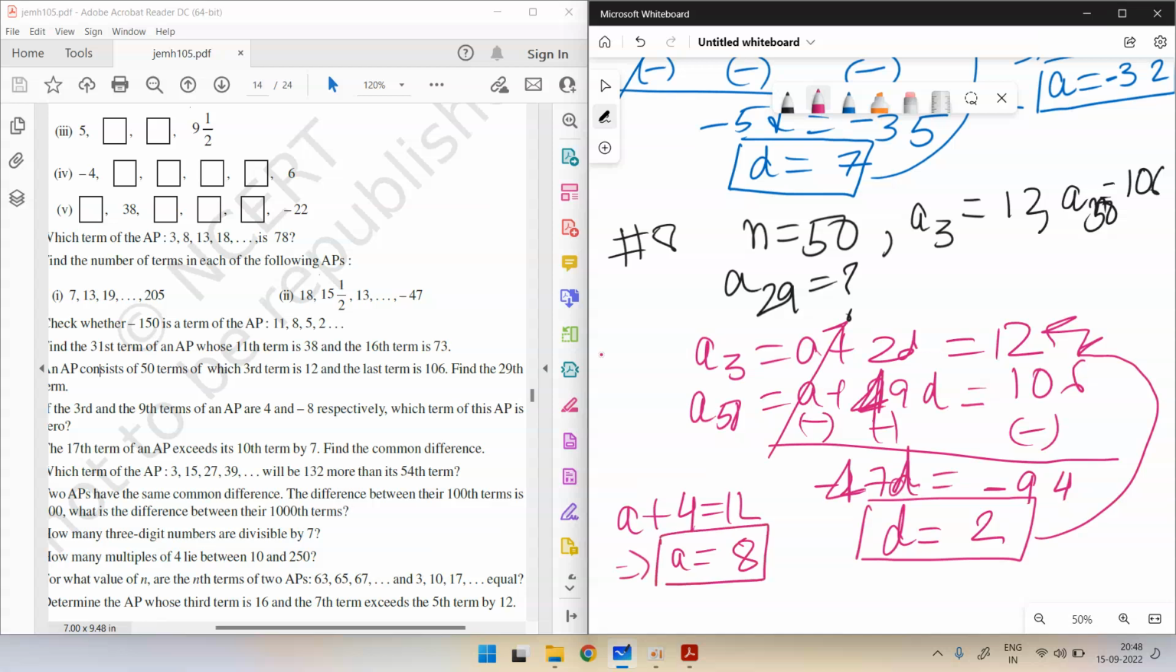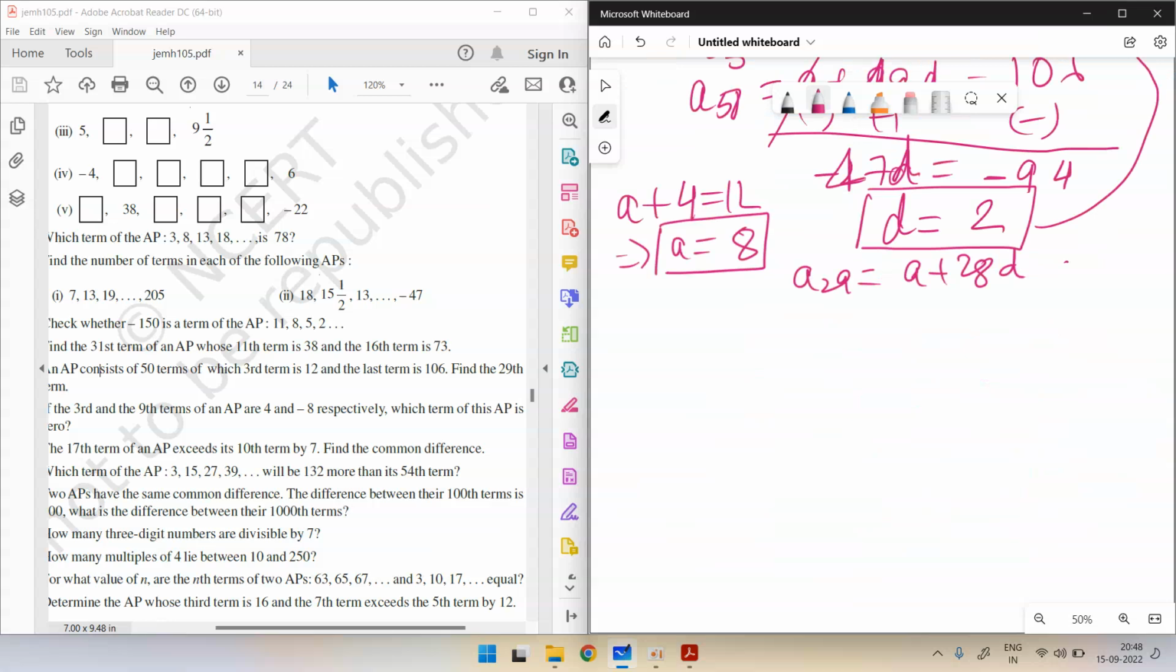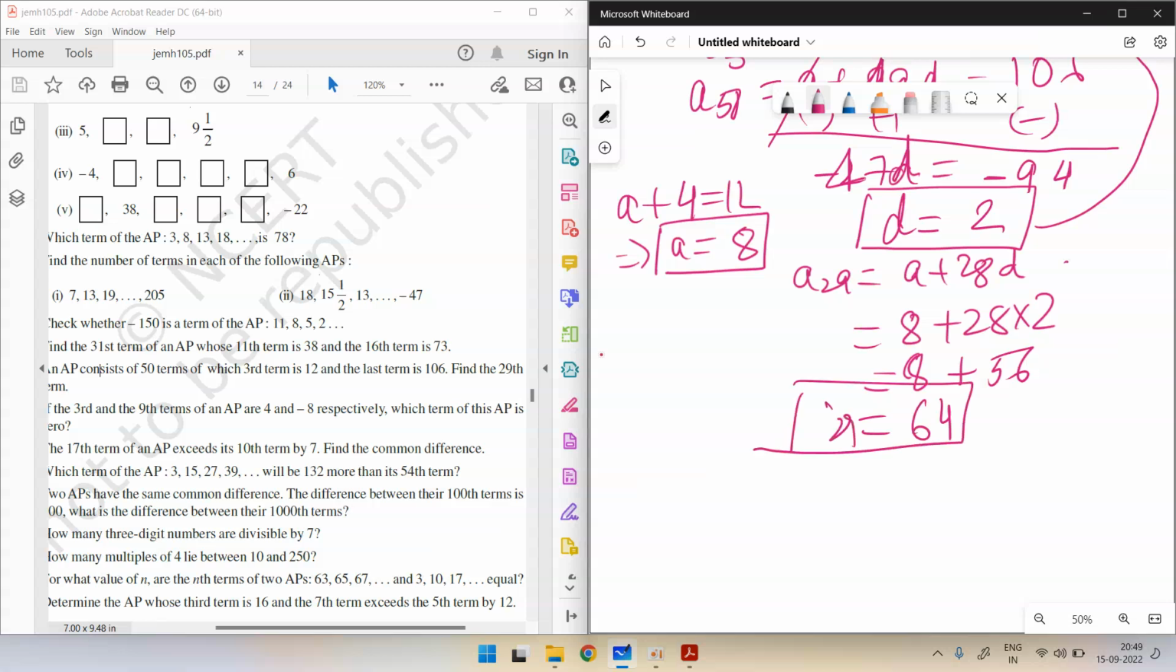We now need to find the 29th term. What is the 29th term? a of 29 is a plus 28 into d, and it is given that a is 8 and d is 2, so this is nothing but 56 plus 8, which is 64. So a of 29 is 64. The 29th term is 64. This is the answer.